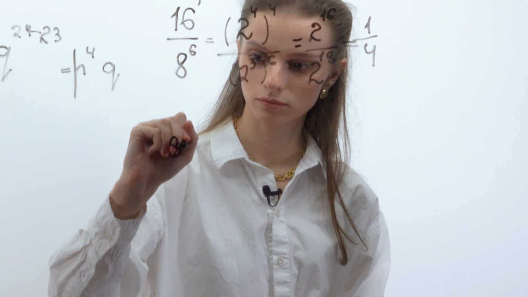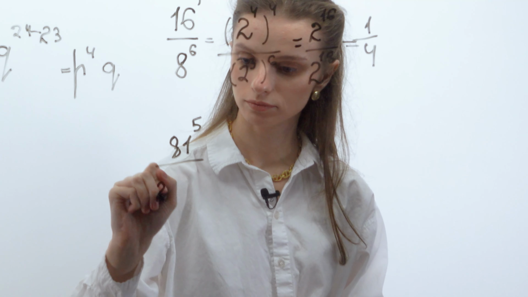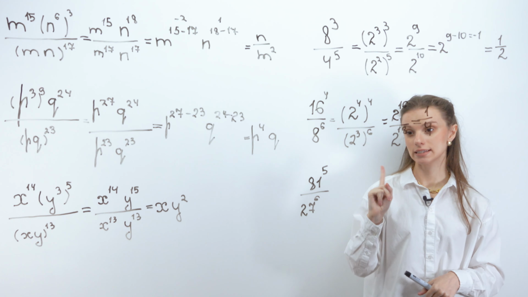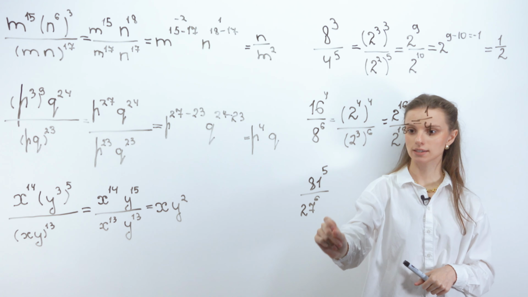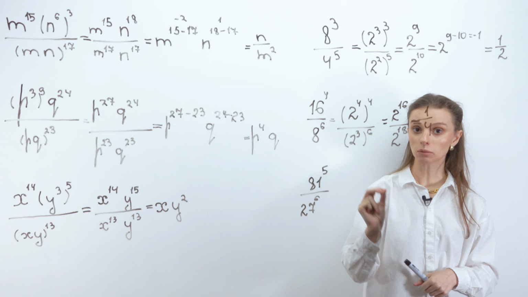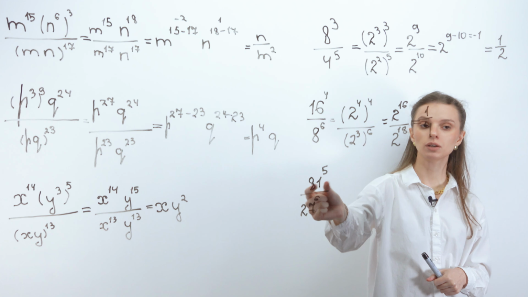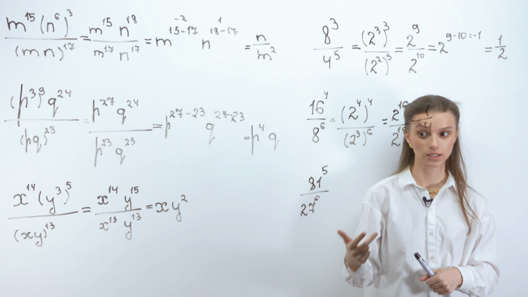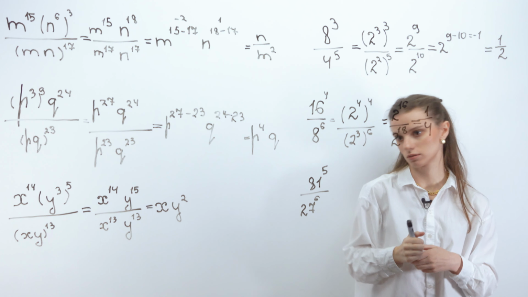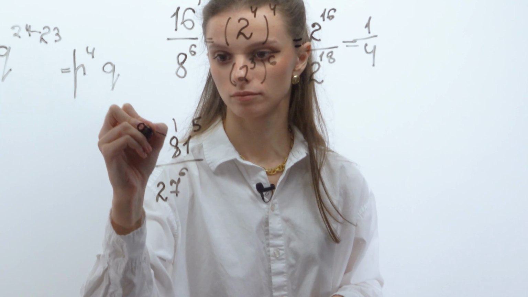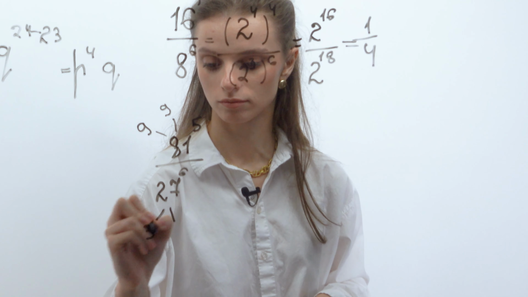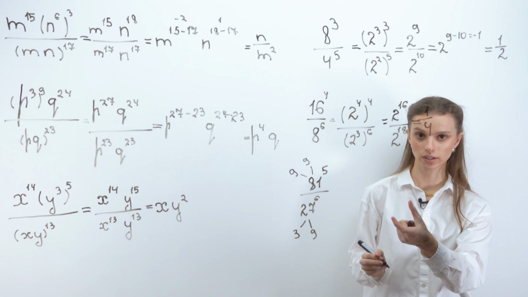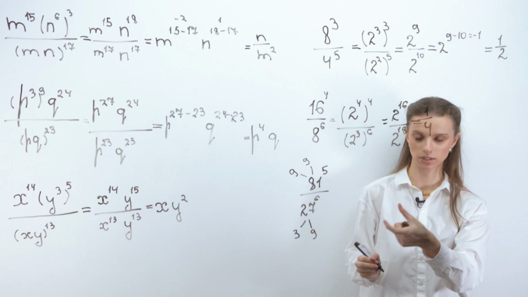Here I have 81 to the 5th power divided by 27 to the 6th power. What am I going to do? I see that 81 and 27 have something in common. That number is 9 because 81 is 9 times 9 and 27 is 3 times 9. Okay, let's just write it. But look, I can keep factoring my 9s and factor them into 3 times 3.